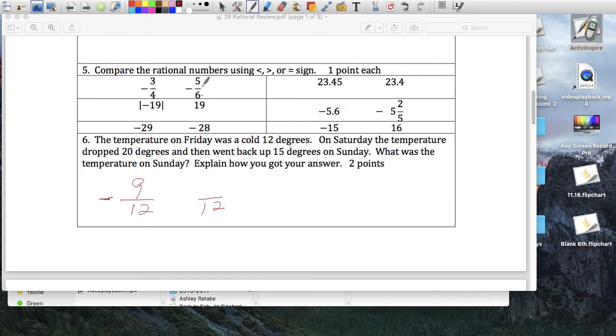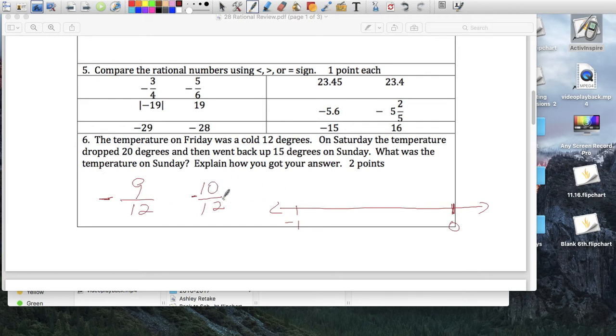5/6, changing to an equivalent fraction with 12, would be times 2, so that becomes 10 on top. So there you go, -9 and -10. That still doesn't help you. Draw a number line. We don't need the positive, so this is 0. This is -1. So imagine from 0 to -1, right? Who's further away from 0?